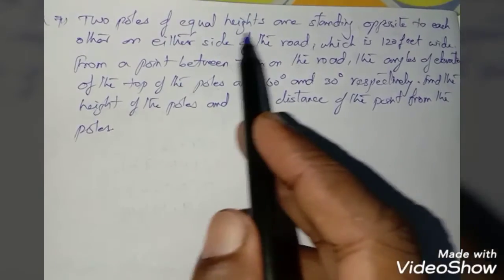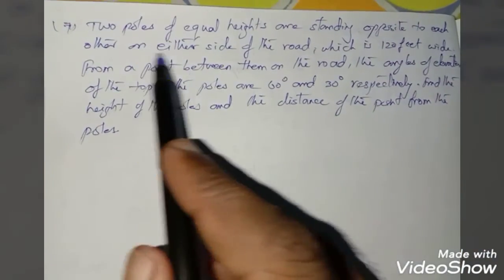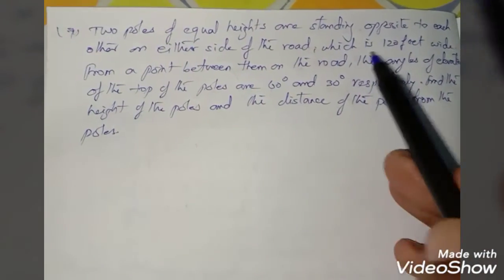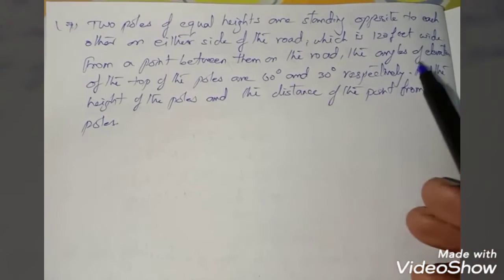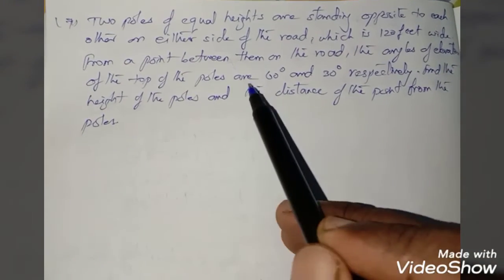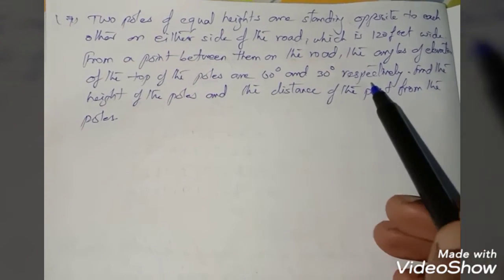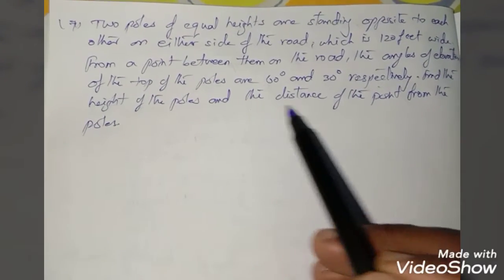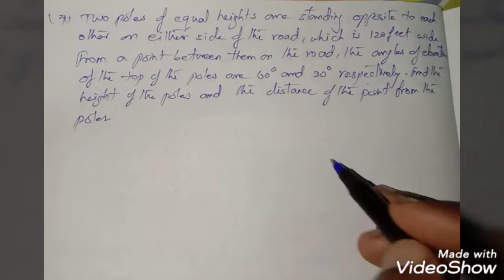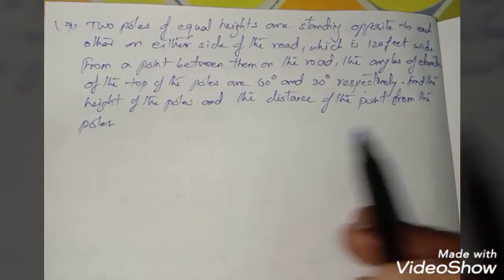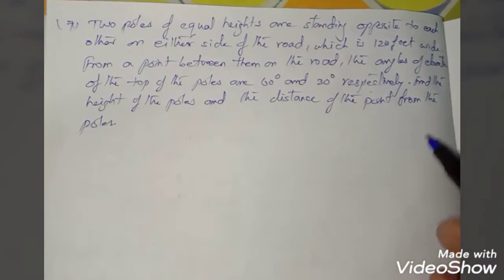Question: two poles of equal heights are standing opposite to each other on either side of the road, which is 120 feet wide. From a point between them on the road, the angles of elevation of the top of the poles are 60 degrees and 30 degrees respectively. Find the height of the poles and the distance of the point from the poles. Right, it means you have to find the distance between the poles and the height of the poles.